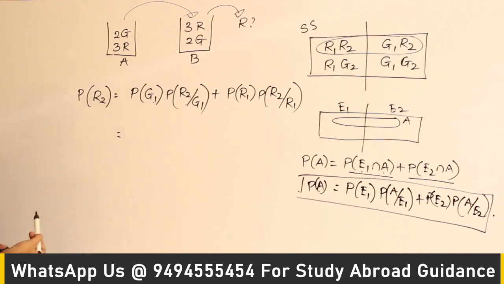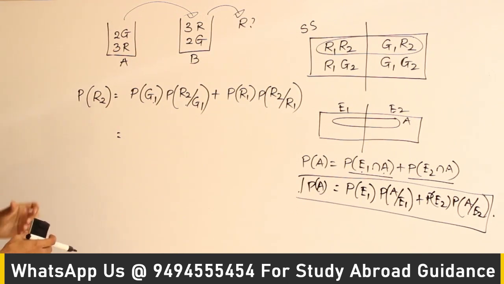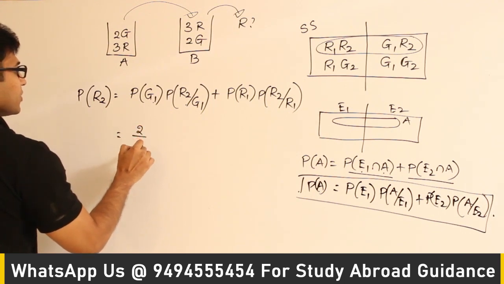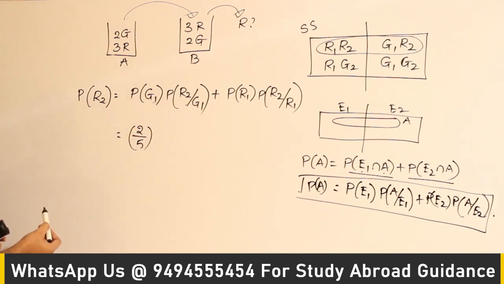Now let's see this. What about the probability of G1, the probability of getting a green ball first? That depends on only this one, right? Which is nothing but 2 green balls are there, totally 5 balls are there, therefore 2 by 5. That is the probability of getting a green ball.